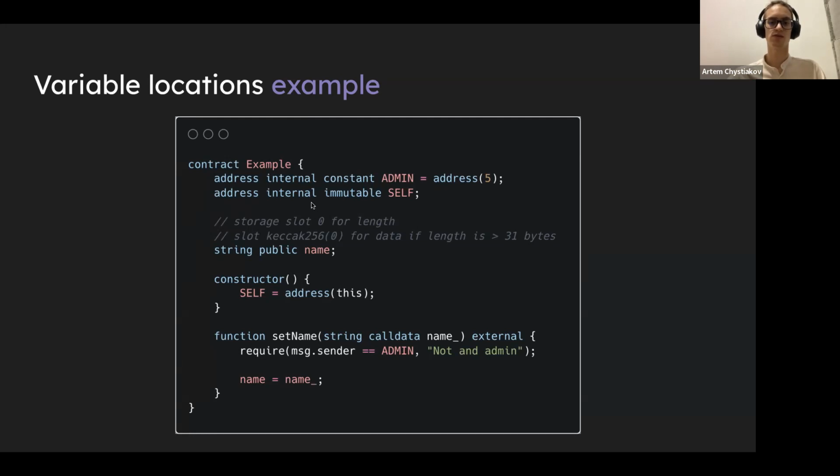Then there is an immutable variable. I named it self because in the constructor, self is assigned to address(this). So basically, this immutable variable has a value of address(this), the address of this smart contract. Immutable variables are evaluated during the constructor and also placed directly into the bytecode wherever they are used. So here it is unused, but the actual value of this variable can be seen if you inspect the bytecode of the contract.